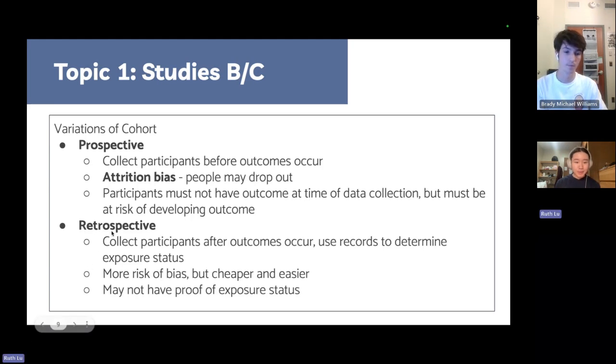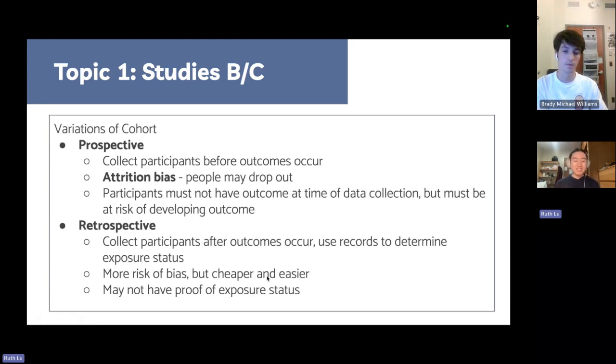On the other hand, retrospective studies look backwards. So here, the outcomes have already occurred, but you're not picking the patients based on their outcome. You're still picking the patients based on their exposure status, which you can use the records to determine. Of course, this introduces its own risk of biases. The exposure statuses may not have been complete when they were collected, so maybe they didn't realize that you would be doing a study on it.